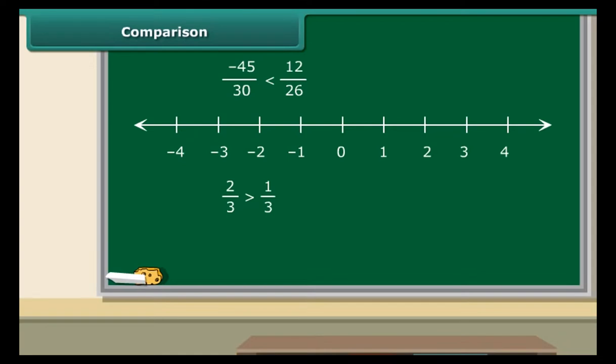2 by 3. Correct. Therefore, 2 by 3 is greater than 1 by 3. Similarly, minus 1 by 3 is greater than minus 2 by 3 because minus 1 by 3 comes right to the minus 2 by 3.